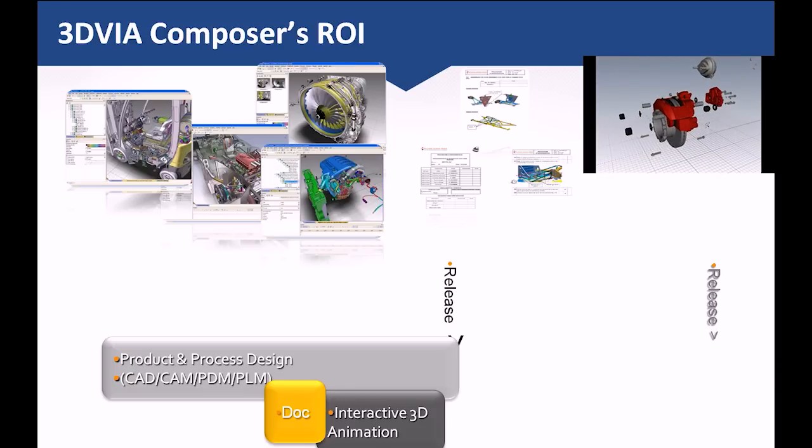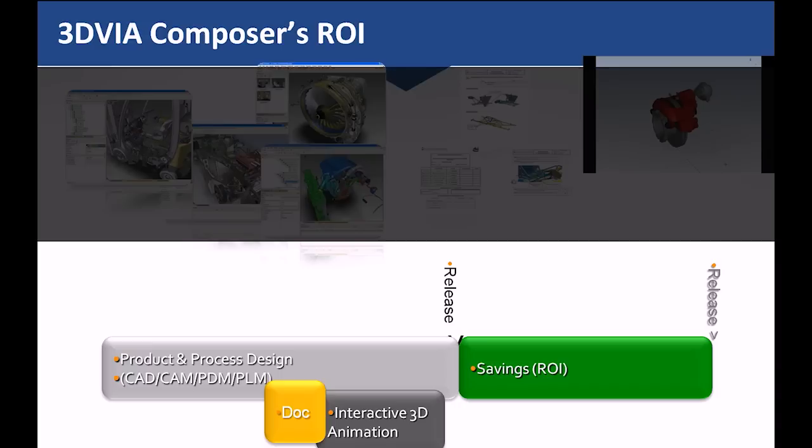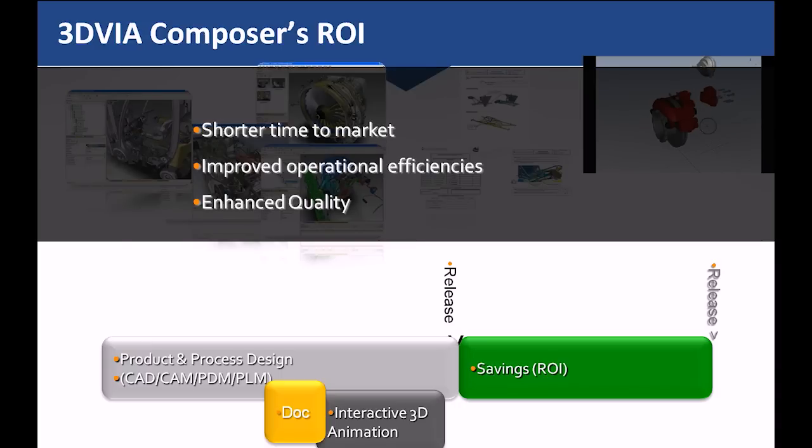You can start laying out your 3D Via Composer project. And also included in that is all the interactive 3D animations and HTML documents and 3D PDFs that we saw over the last little while. This really is what becomes our savings or our return on our investment. We're able to get your product to market quicker. We're improving the operational efficiency by allowing engineering to communicate directly with the people they are communicating with, whether it's your assembly department or directly to the end consumer.